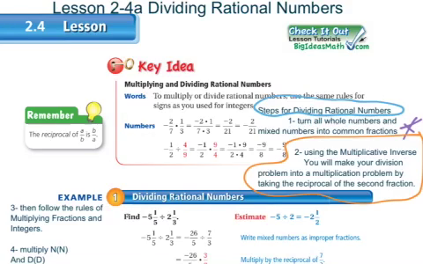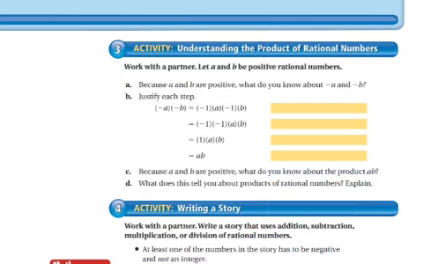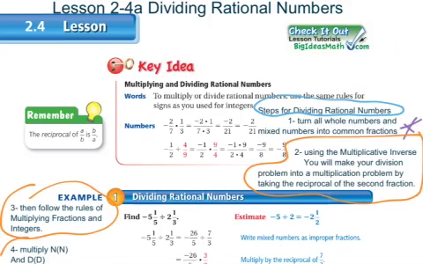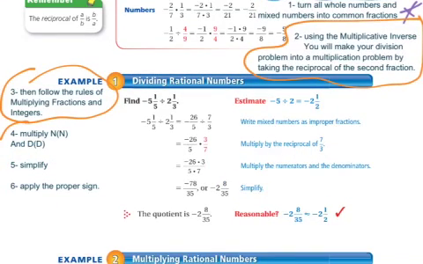So then after you do that, you're going to follow the rules of multiplying fractions and integers, and then you're going to multiply numerator times numerator and denominator times denominator. And then you have to simplify, and then you have to apply the proper sign.